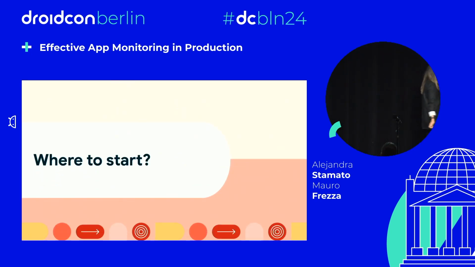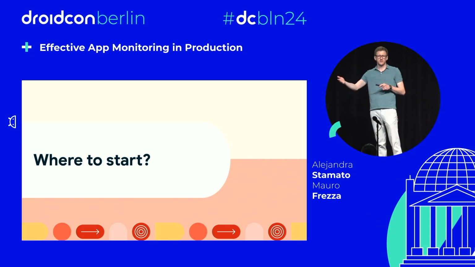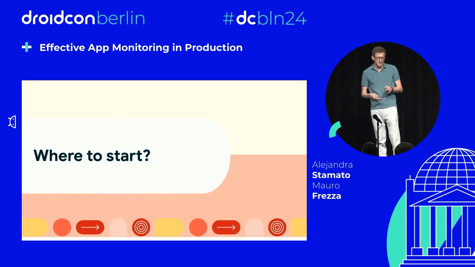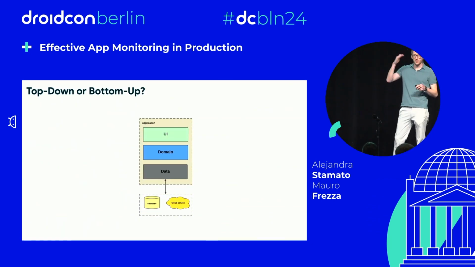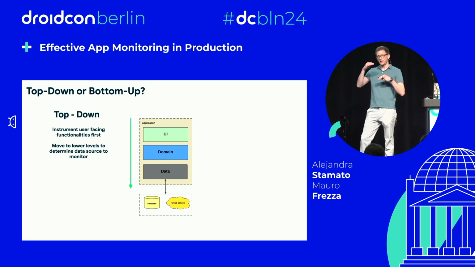So we saw that a lot of things can go wrong in all the different layers of the architecture. Where do you actually start tracking? Well, there can be several approaches. You could start top-down or bottom-up. Top-down means you start by tracking from the UI layer, and then you start moving down to the domain and then the data. So you start from a user functionality, and then from there you decompose all the parts that involve that functionality, and you start tracking what you're interested in.